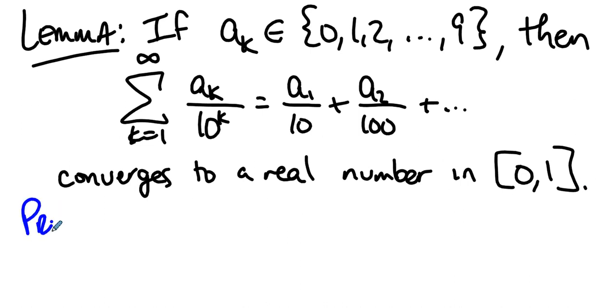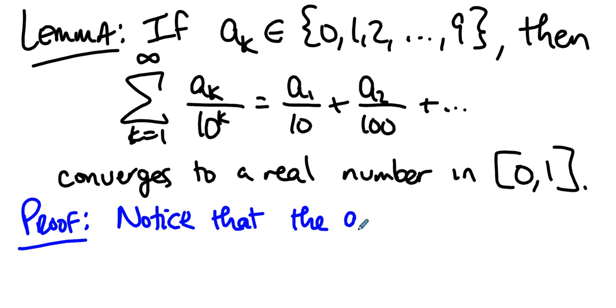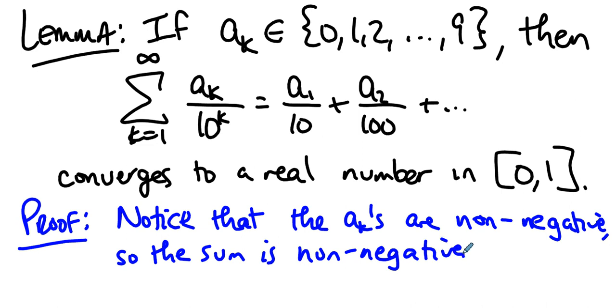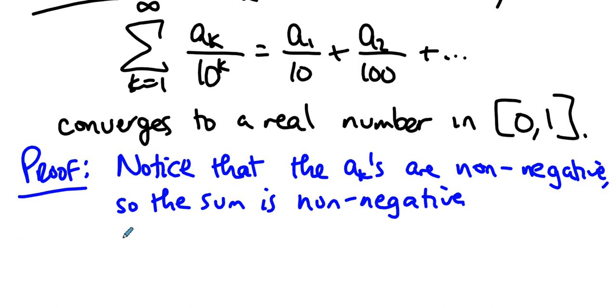So the proof of this is fairly straightforward. We're going to notice that the a sub k's are non-negative, so the sum is non-negative. What does that do? That establishes this end. That establishes that we're not going to get a negative sum out of all of this. Now, for the other part.